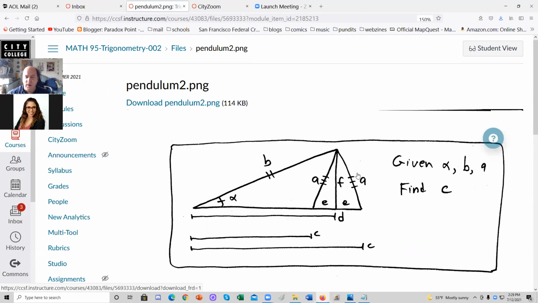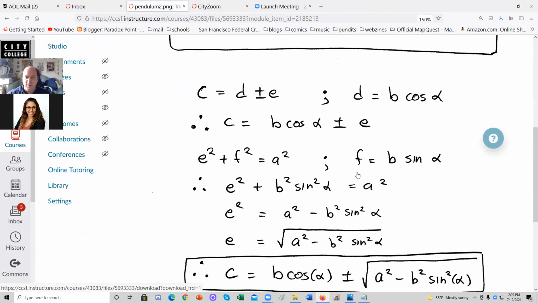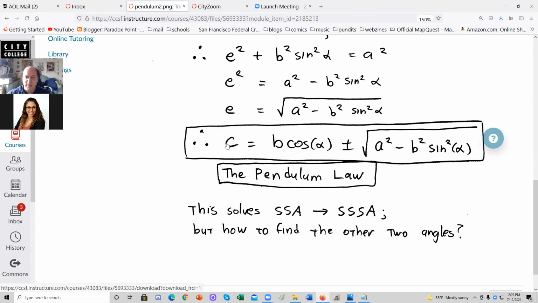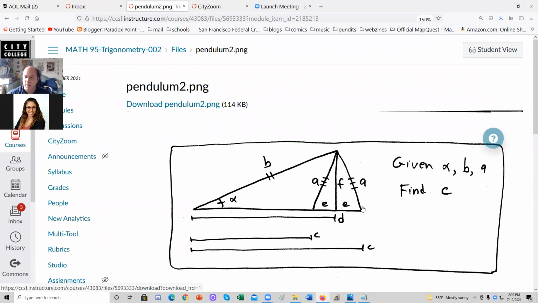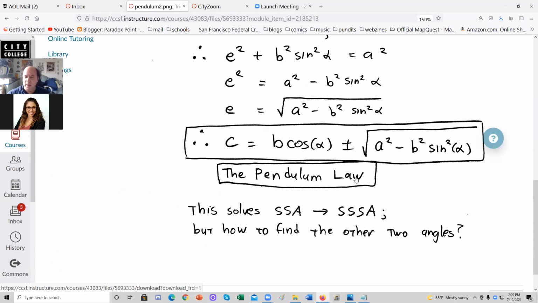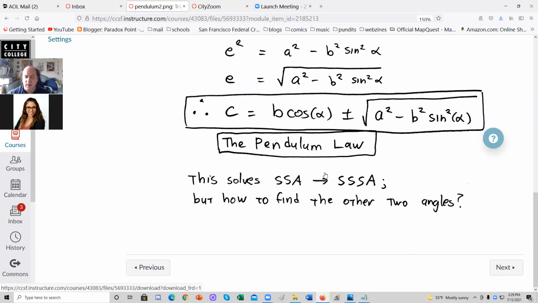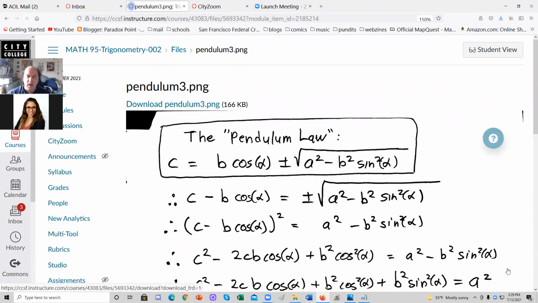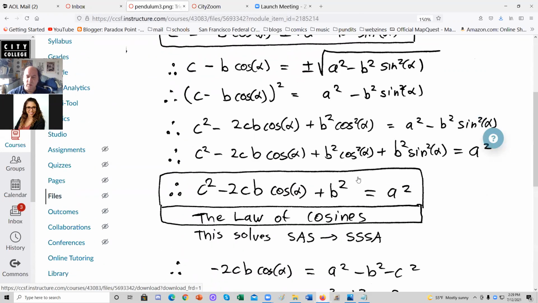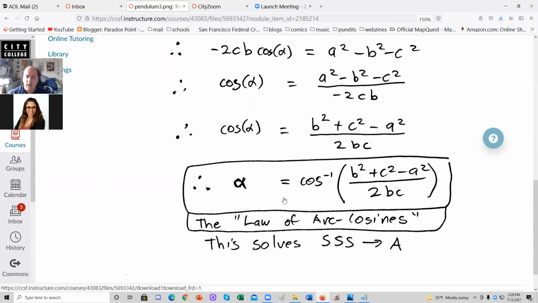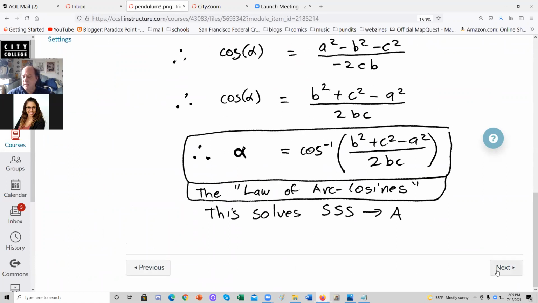And I go through a very different formula. I'll leave you to read it here in the textbook. This is C in terms of A and beta. This becomes a solution, the two solutions given by plus or minus. And that's the pendulum law. And you find the other angles by means of something we'll be seeing next time, called the law of cosines, and from that we'll derive the law of arc cosines. We'll be discussing that next time.